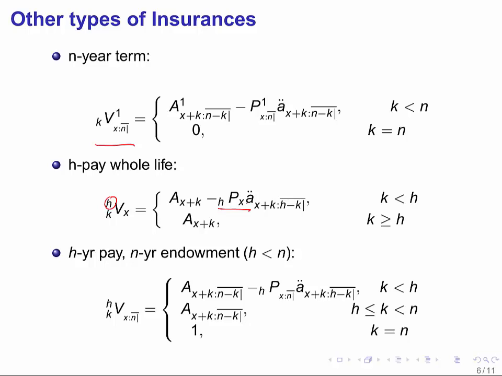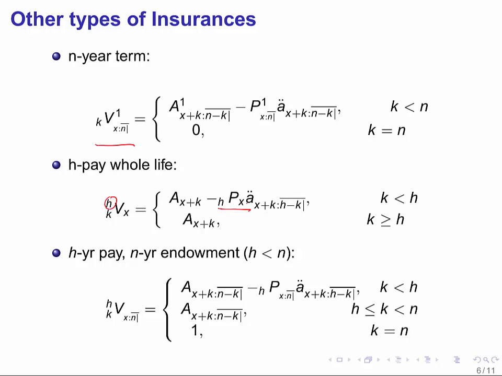And in this case, the future benefits will be just whole life insurance to a person aged X plus K. So that's capital A X plus K. And the difference between this one and the APV of future premiums will be just the prospective loss. And if K is greater than or equal to H, there'll be no premium payments. So there's only future benefits. We just keep the future benefit term, which is capital A X plus K.